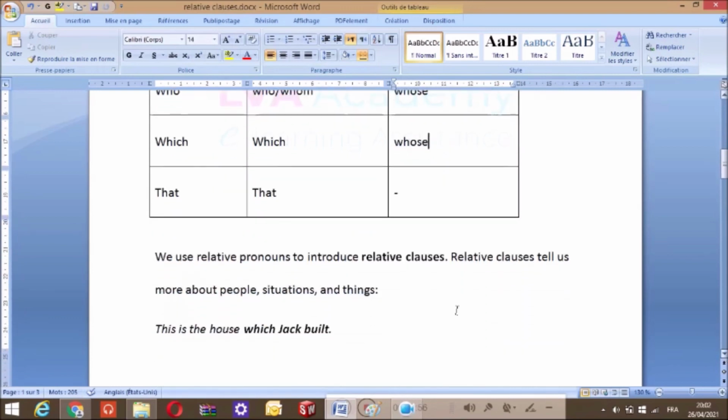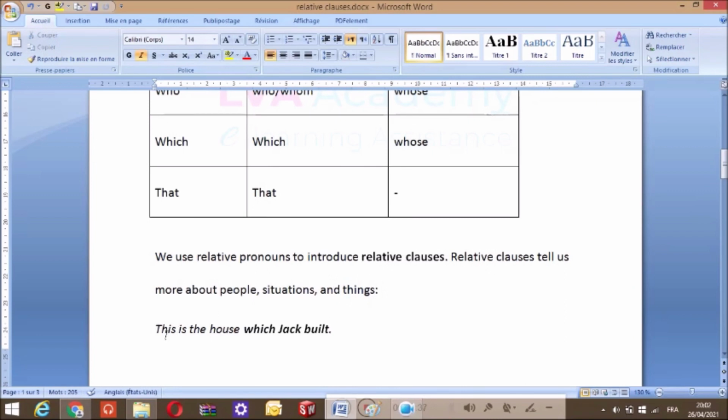Now, we use relative pronouns to introduce relative clauses. So, relative pronouns introduce relative clauses. A relative clause always starts with a relative pronoun. Relative clauses tell us more about people. It might tell us about a specific person, about specific situations, and about things.